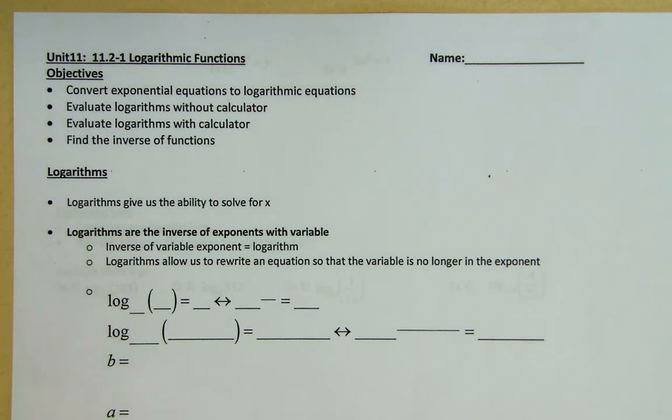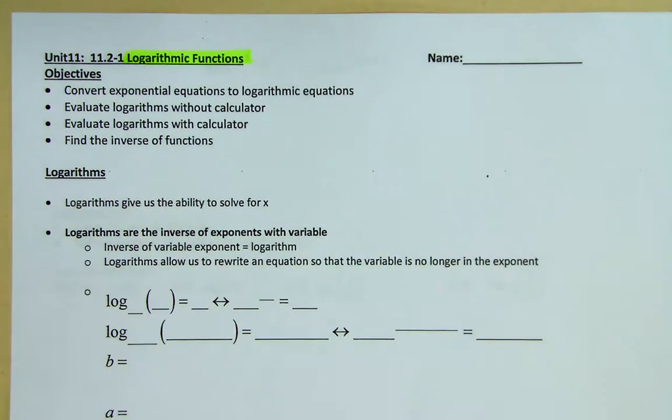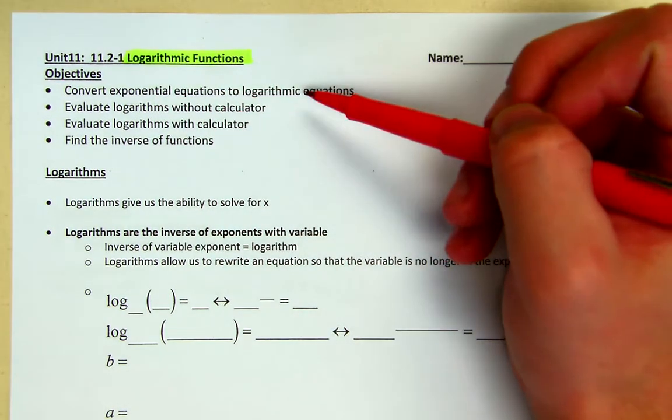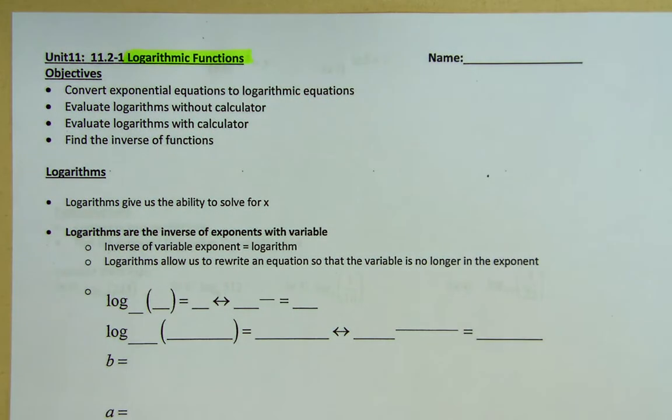Alright, in this lesson, we are going to learn about logarithmic functions. So finally, we're getting to what this chapter is really about. You've learned exponential functions, now we're going to talk about how they're related to logarithmic functions. So some of our objectives here are to convert exponential to logarithmic, so they're related, evaluate logarithms without using your calculator, then evaluate some using your calculator, and finally find the inverse of these functions, and we're going to discover something really neat with that as well.